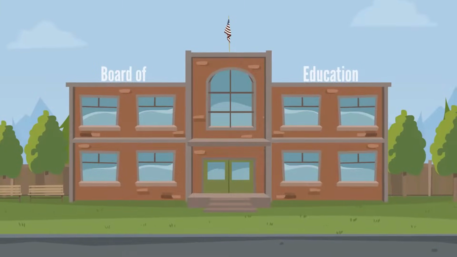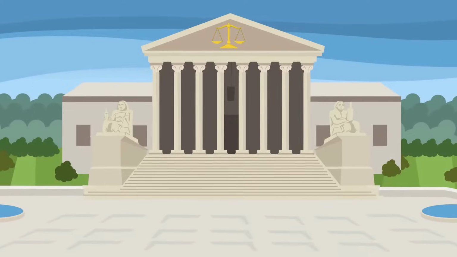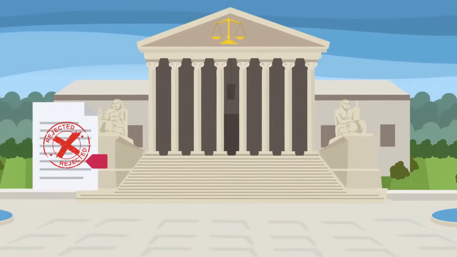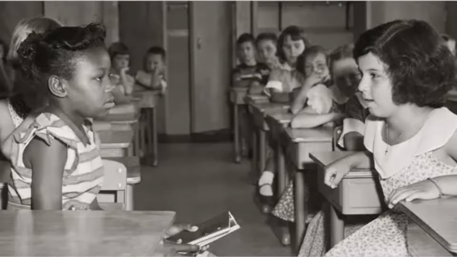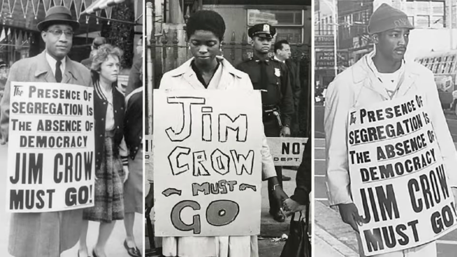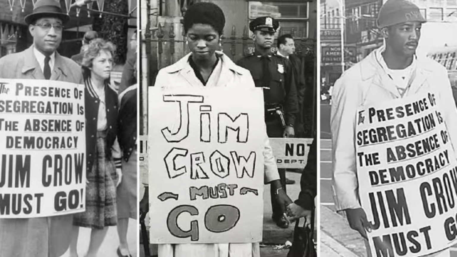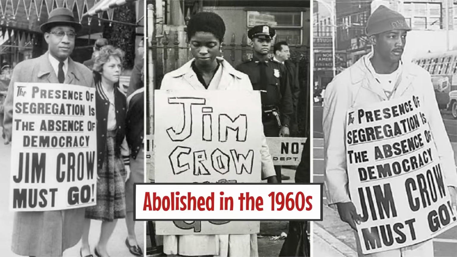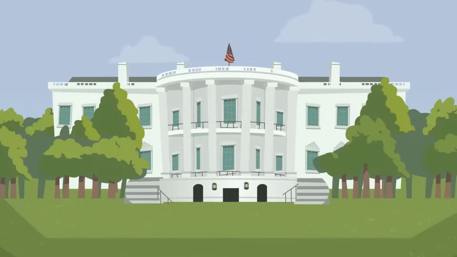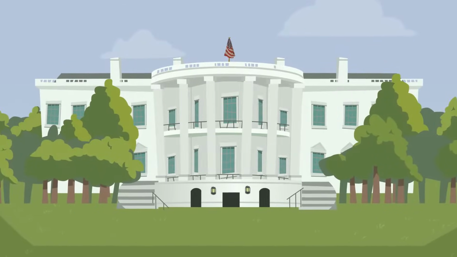Another important event was the Brown v. Board of Education decision in 1954. In this case, the Supreme Court overturned the Plessy v. Ferguson decision, declaring that segregated schools were inherently unequal. This decision was a major victory for the civil rights movement and helped to pave the way for the abolition of Jim Crow laws. The Jim Crow laws were finally abolished in the 1960s following the civil rights movement. However, their legacy continues to be felt today in the form of racial inequality in the United States.